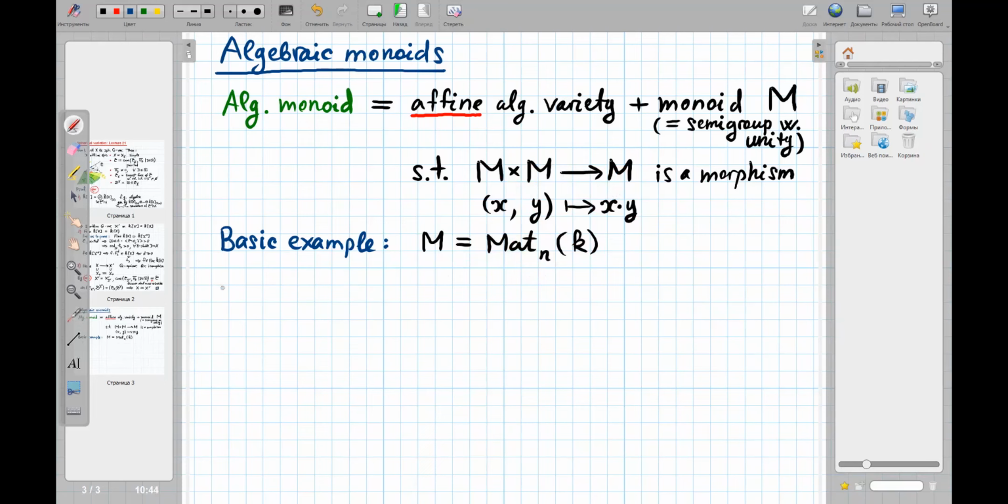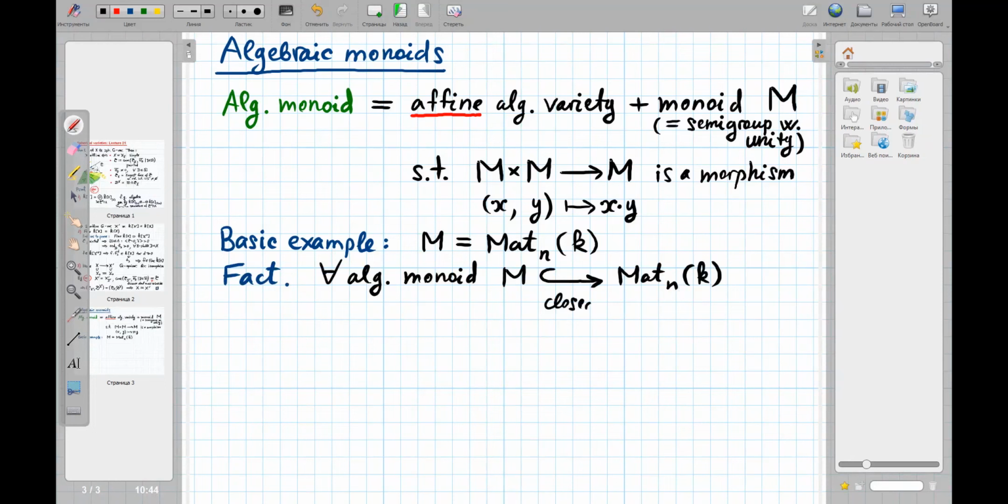In fact, we have the following. Any algebraic monoid M can be embedded as a closed submonoid in the monoid of square matrices of some size. Closed embedding.